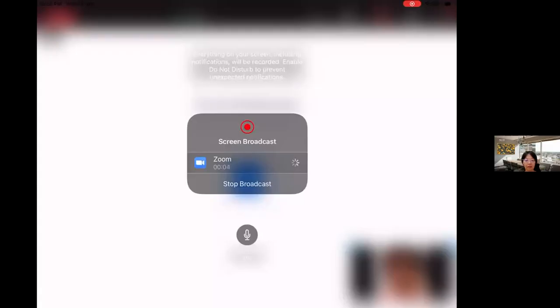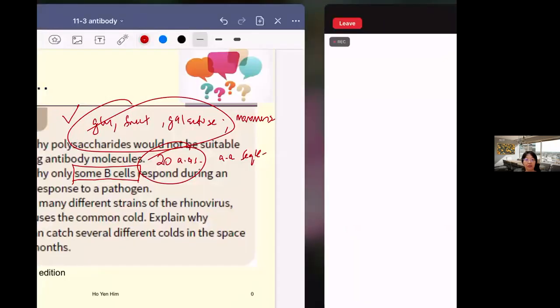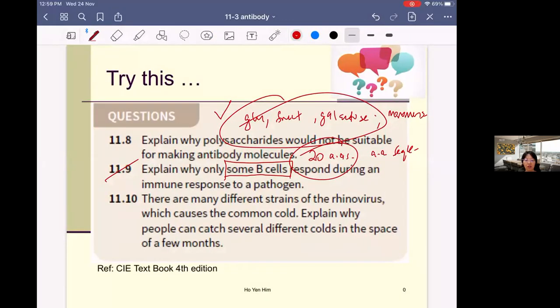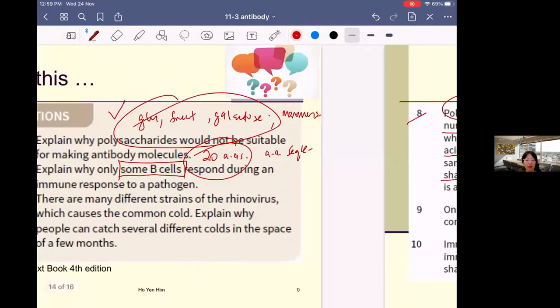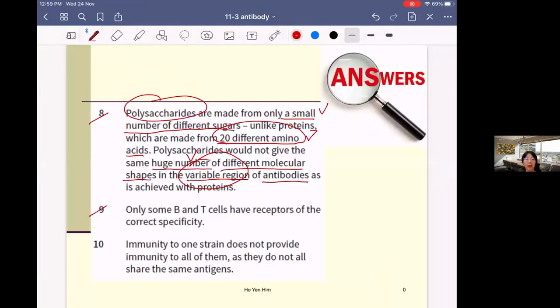Okay, so let's look at the mark scheme. Only some B cells and T cells have the receptors of the correct specificity. That means only some B cells, having antibody receptors, and T cells, having T cell receptors, are able to bind to the antigen. That's why it's called specificity, which means specific in terms of complementary shape.